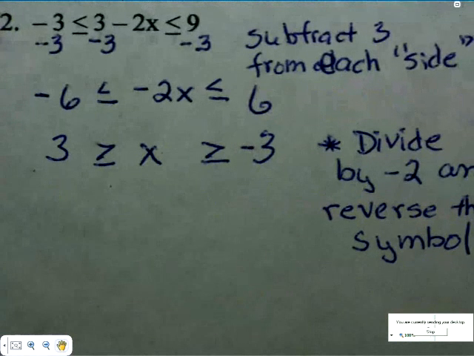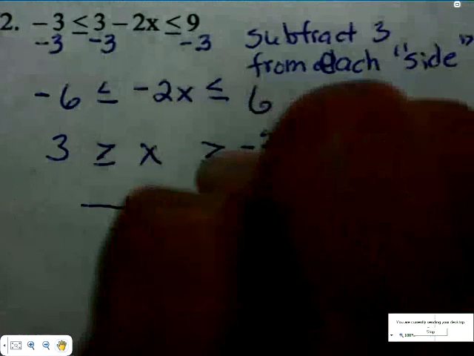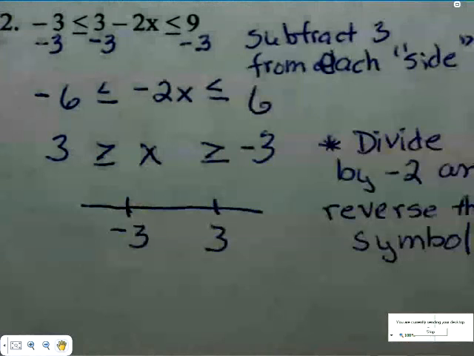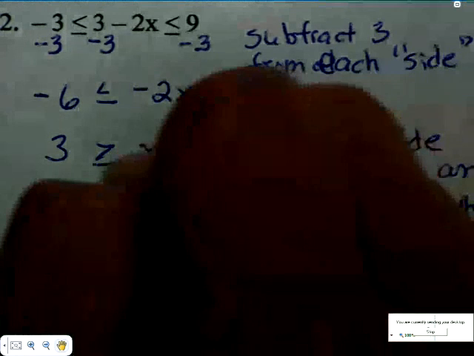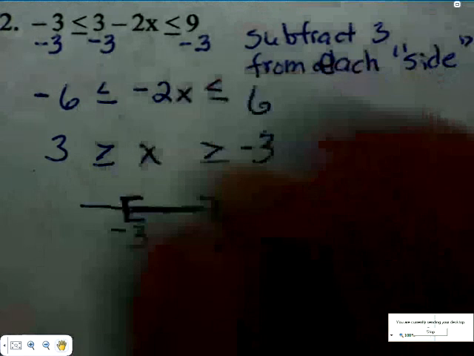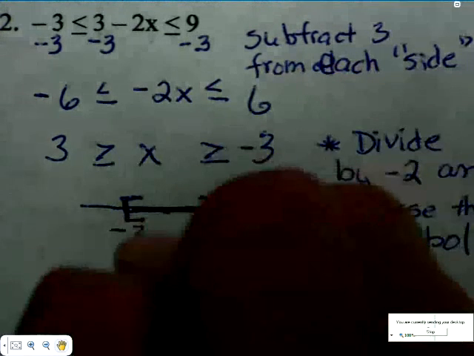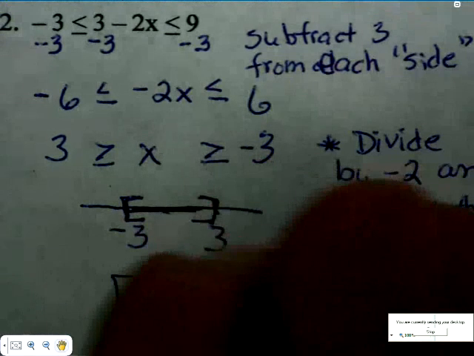If you graph that, make sure you have -3 to the left of +3 on a number line. And in your interval notation, because your interval notation should always be smallest to largest, or left to right on a number line. Include those endpoints, shade between, and that's exactly what your interval notation looks like. Bracket, -3 to 3, close bracket.